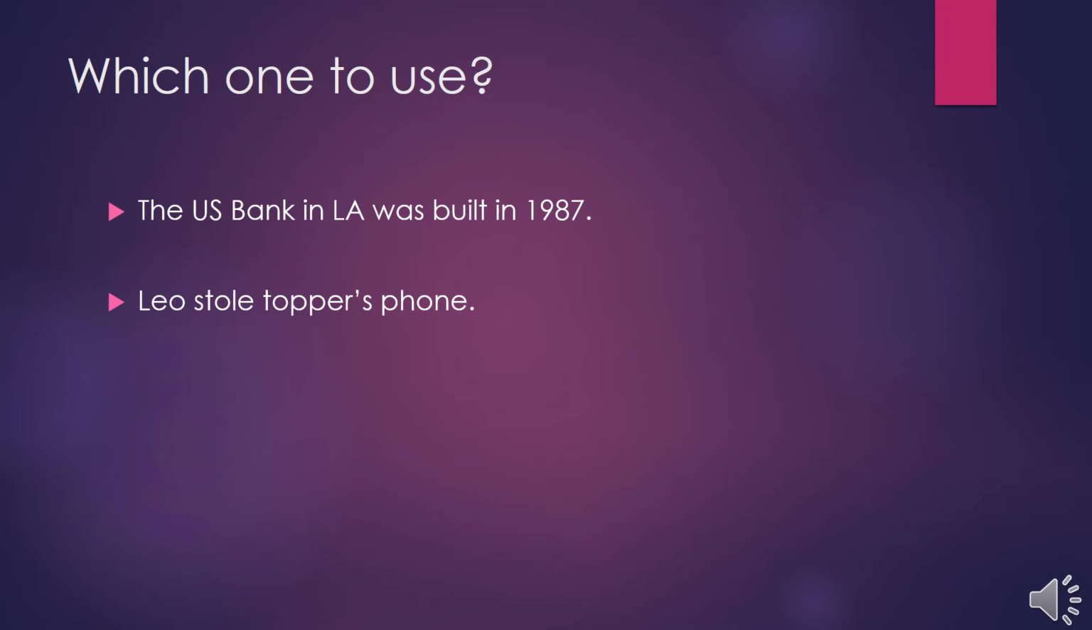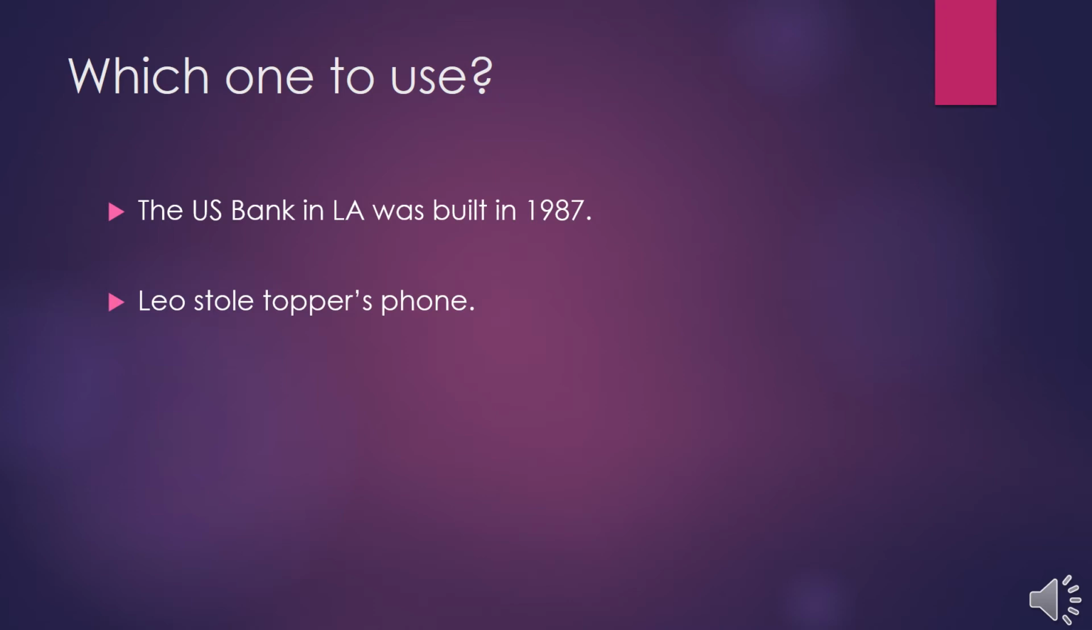We also need to know which one to use, active or passive voice, depending on the importance of the doer of the action. For example, in the first sentence, "The US Bank in LA was built in 1987." Here I want to talk about the US Bank, where it was built and when it was built. I don't want to talk about who built it. If I wanted to talk about that, I would use the active voice. Because this is a passive voice, I'm not talking about the doer of the action.